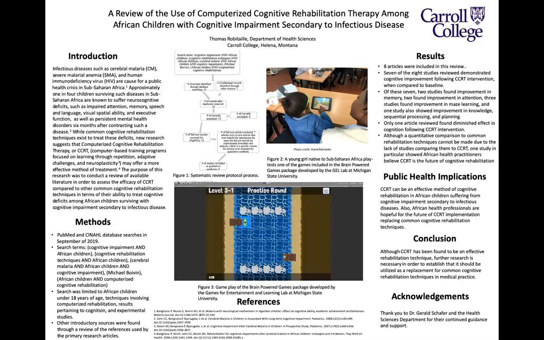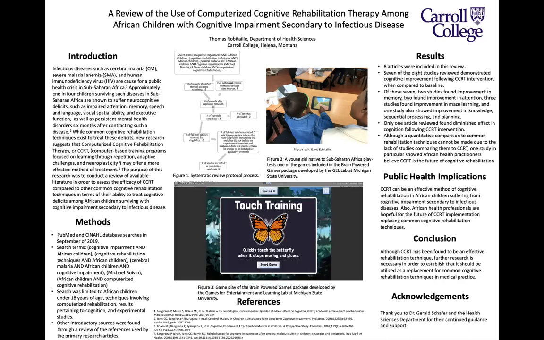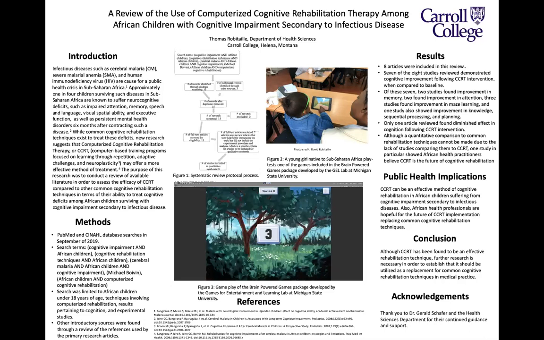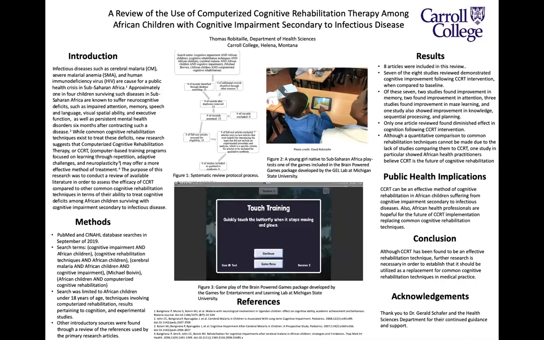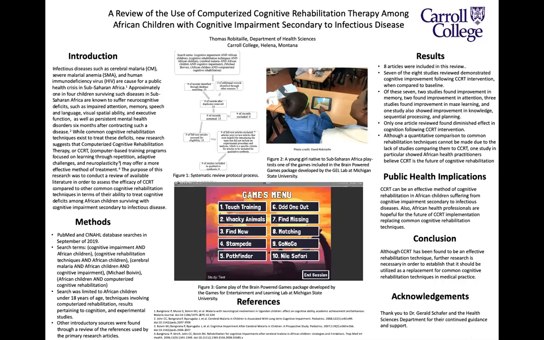So some results. 8 of my articles were included in my review. 7 of these 8 articles studied demonstrated cognitive improvement following CCRT intervention when compared to baseline. Of these 7, 2 of the studies found improvement in memory, 2 of them found improvement in attention, 3 studies found improvement in maze learning, and one study also showed improvement in knowledge, sequential processing, and planning.